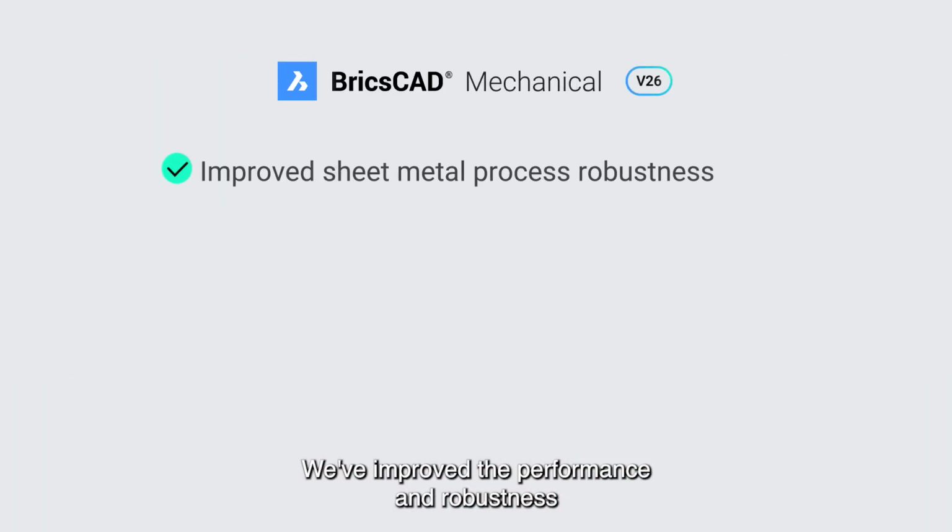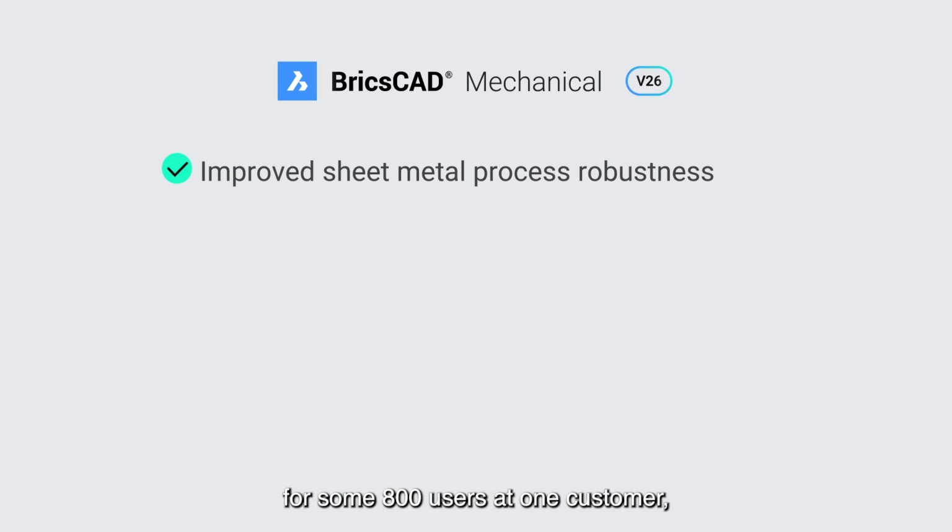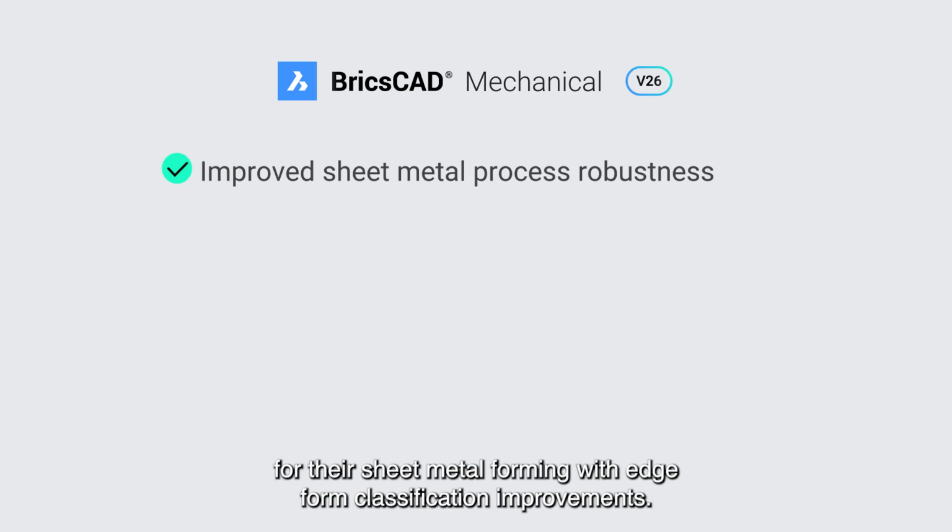We've improved the performance and robustness of key manufacturing process definition, particularly for sheet metal unfolding and documentation. It's here we've delivered 80% robustness improvements to our ability to capture manufacturing processes for some 800 users of one customer for their sheet metal forming, with edge form classification improvements.